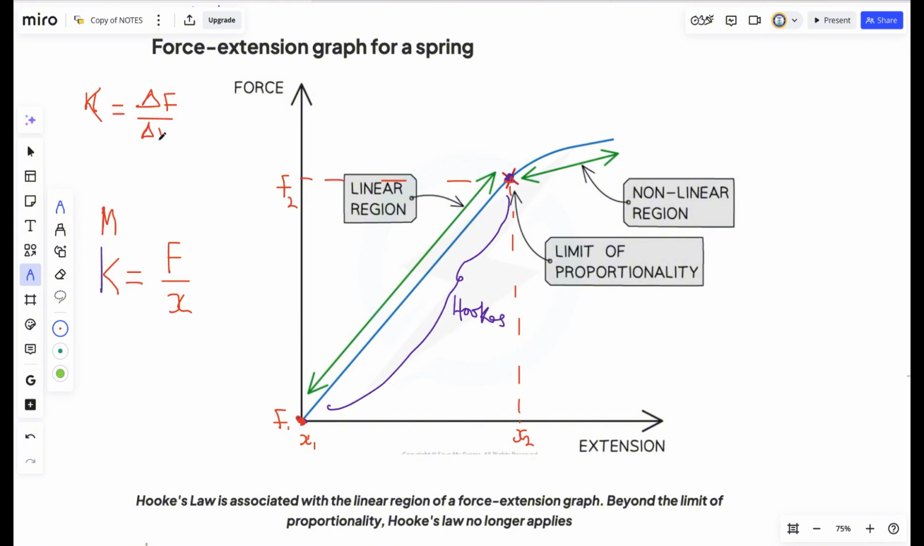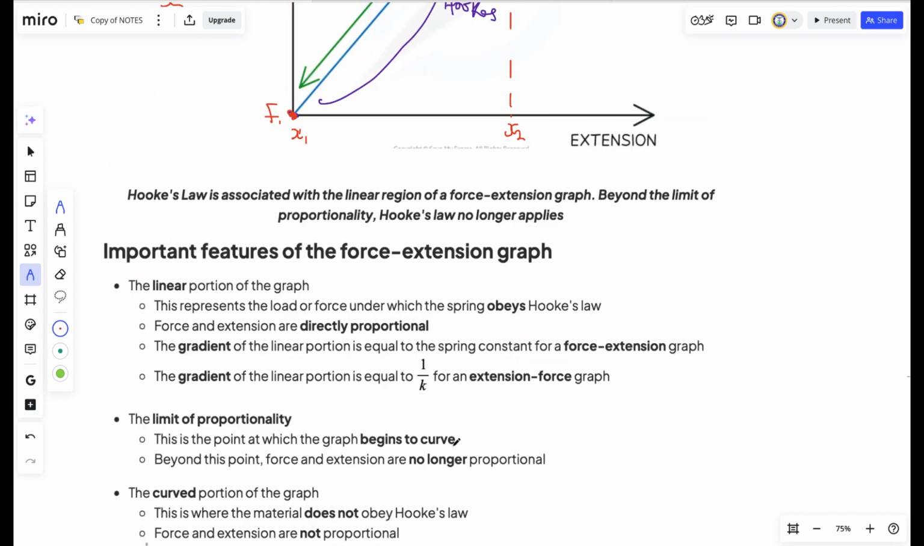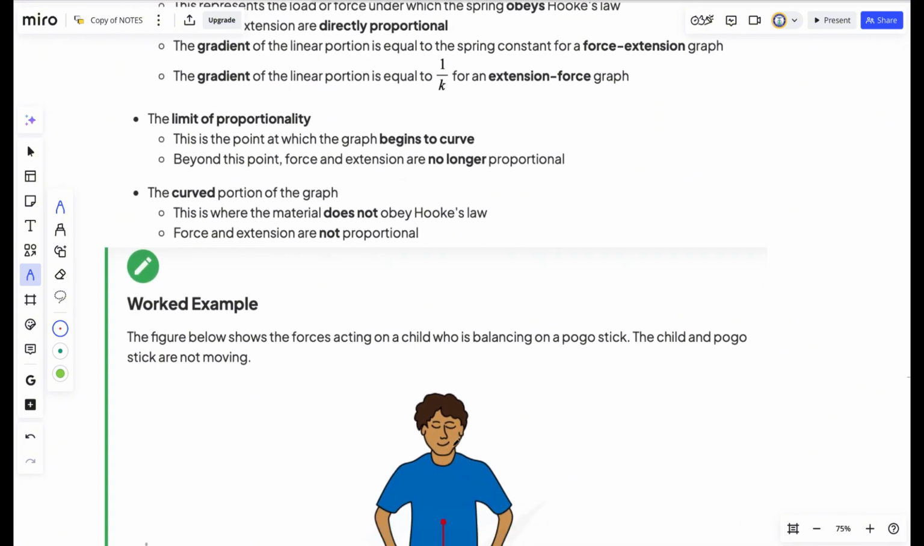So to calculate the spring constant is the same as calculating the gradient of a straight line graph. That's the point I'm trying to make. That's the spring constant. Is that okay? So let's move on quickly. Let's take a look at an example.